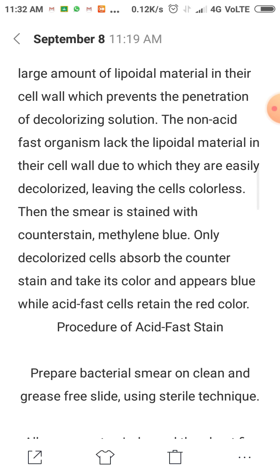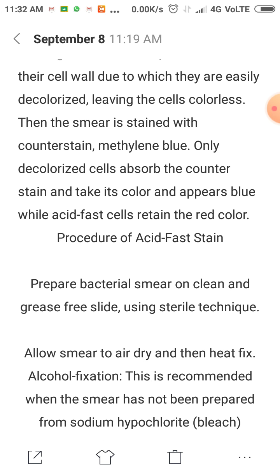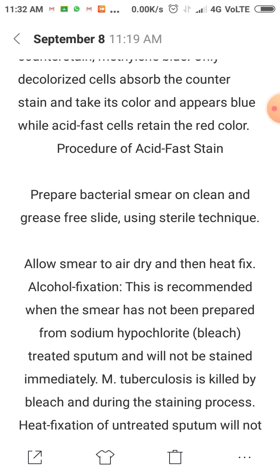So this is the procedure of acid fast staining. It is done to differentiate Mycobacterium species.